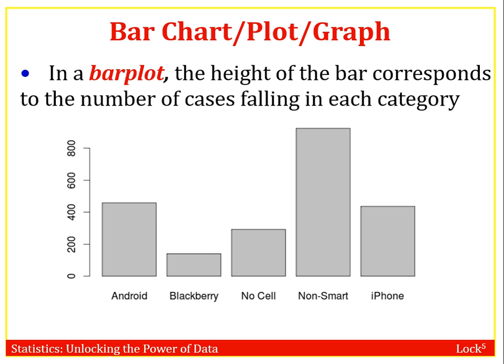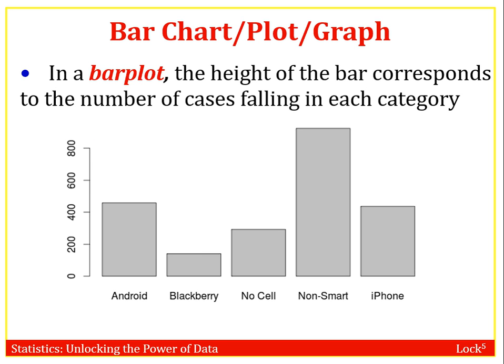Now, we could do a bar chart, sometimes referred to as a bar plot or a bar graph. A bar plot is basically where the height of each bar corresponds to the count that was in that category. So for the Android phone, which was 458, the height of that bar goes up to 458. On the left side here, this is count. How many are in that bar? So when we looked at the non-smartphones, that was 923. That's the height of this bar. It corresponds to a height over here of 923 on the side.